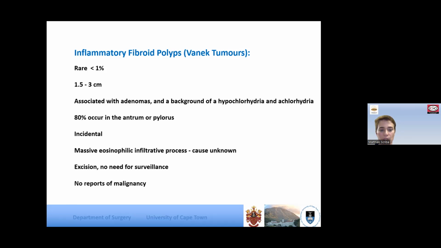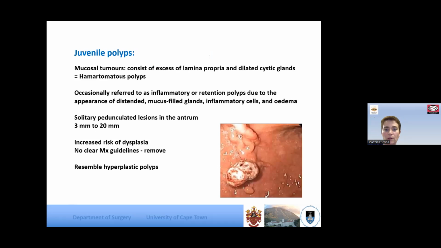There's a massive eosinophilic infiltrative process. Why they're there, nobody really knows, but you should take it out purely by size. And in this case, obviously, this was quite a symptomatic one. There's no need for surveillance. Once you've got a complete resection, that's that. And there is, fortunately, no risk for malignancy here.